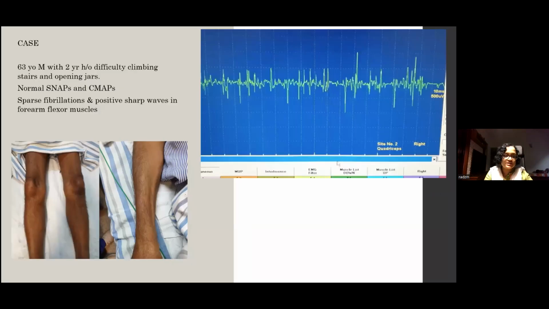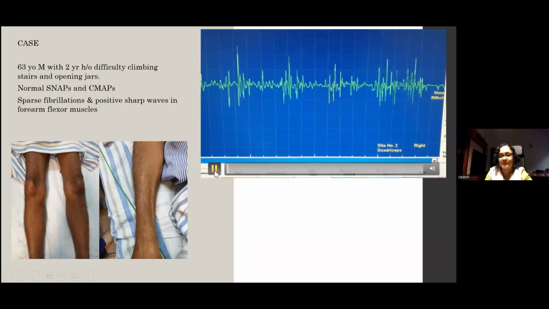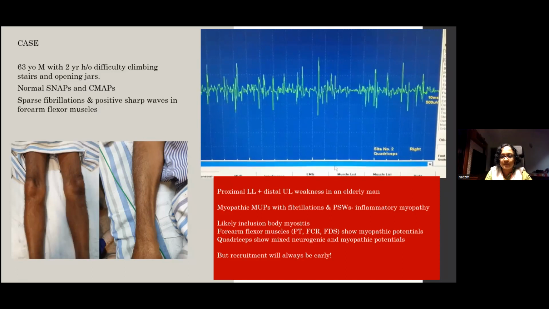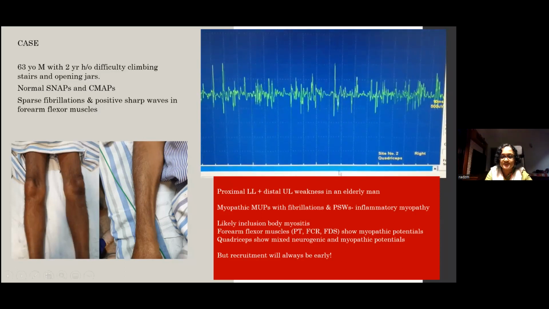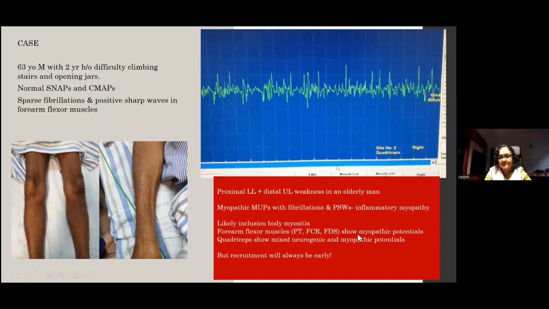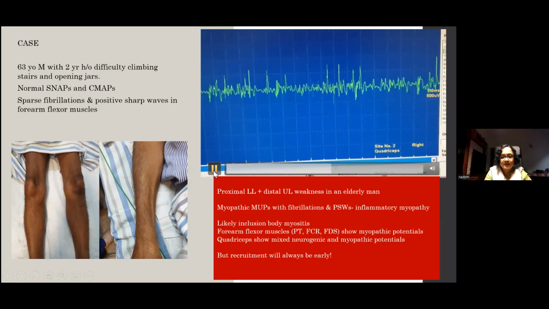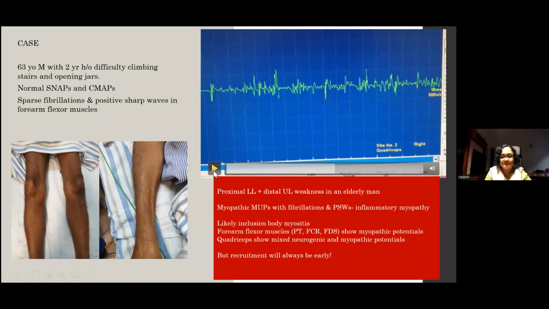So this is another patient, actually turned out to be a case of inclusion body myositis, because you can see the distal wasting of the forearm flexors with wasting of the quadriceps, and this is your myopathic potentials. Okay, elderly man, myopathic potentials. Forearm flexors showed myopathic potentials, and quadriceps actually showed mixed neurogenic and myopathic potentials.